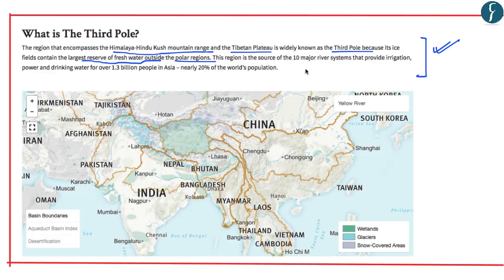It says that the region is the source of the 10 major river systems that provide irrigation, power as well as drinking water to over 1.3 billion people in Asia, which is roughly 20% of the world's population. So we understand that the impact of any climate change on the third pole has greater significance.